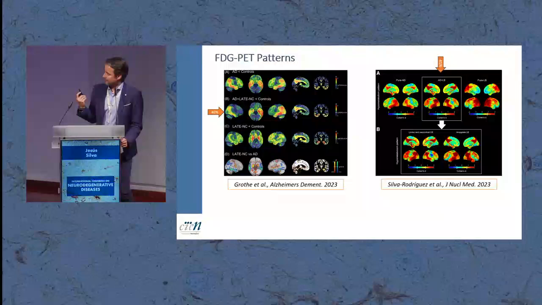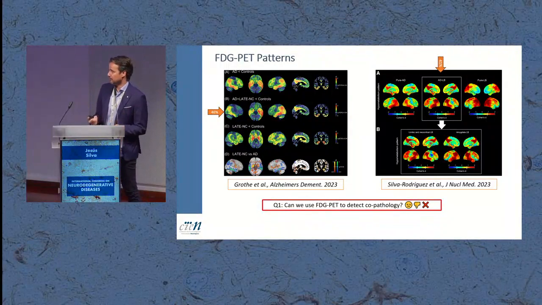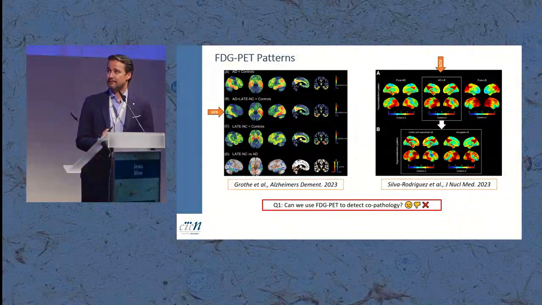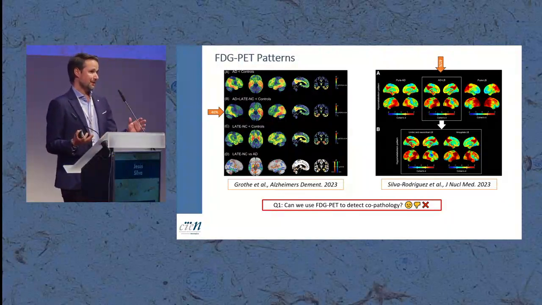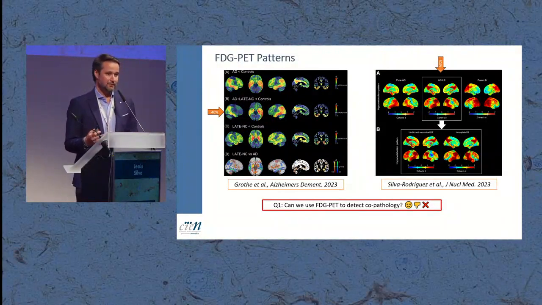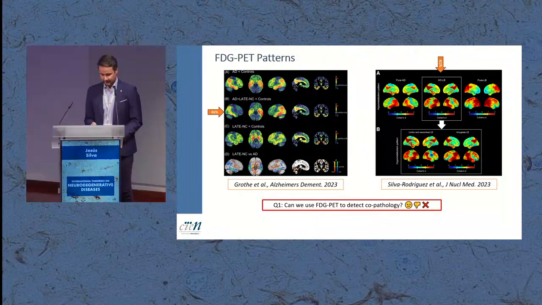So this already answers the first question that we made, that if we would be able to use FDG PET to detect co-pathology, and the answer would be that no, because it doesn't have an effect in the neurodegeneration pattern, at least in these very well characterized amnestic phenotypes.